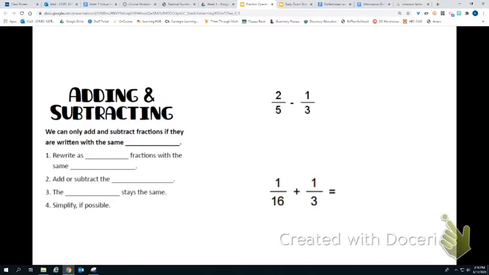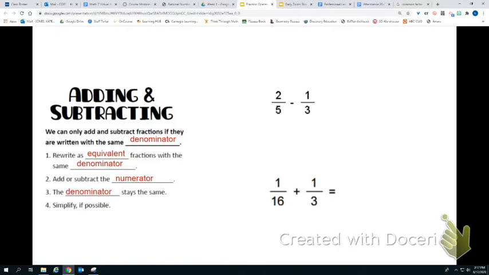We can only add and subtract fractions if they are written with the same denominator. The denominator represents the bottom number of the fraction. So in order to finish the process, you need to rewrite them as equivalent fractions with the same denominator. They have to have the same bottom number. Like you couldn't take 2/3 minus 1/3 and be done because they're not the same bottom number. Then you add or subtract the numerators. The denominator stays the same since we've already changed it to make them equal, and then you simplify if possible.